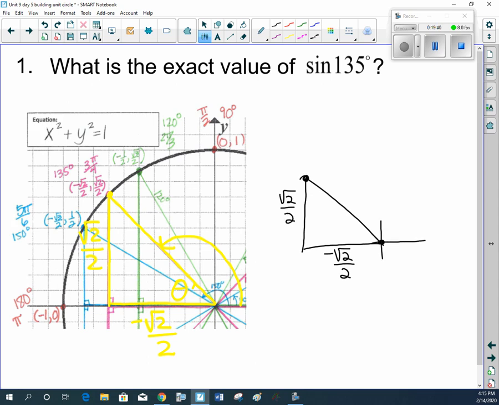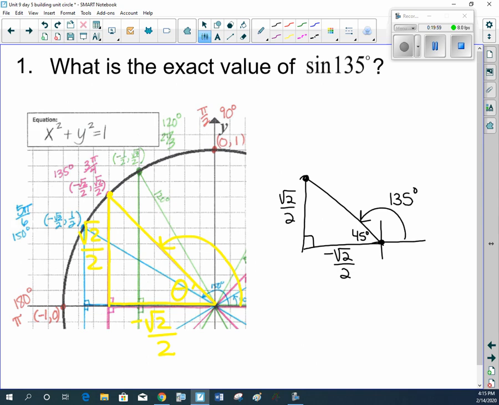We rotated 135 degrees. This is my reference angle right here, which is a 45-degree triangle. That's why we built it in the unit circle. I don't have to guess. That was my 45, 45 that I put in every time.